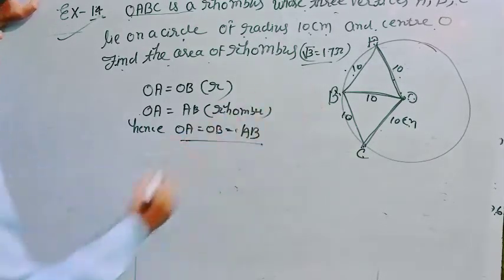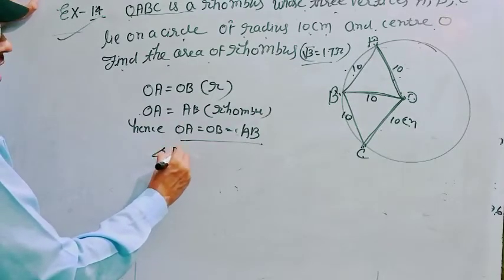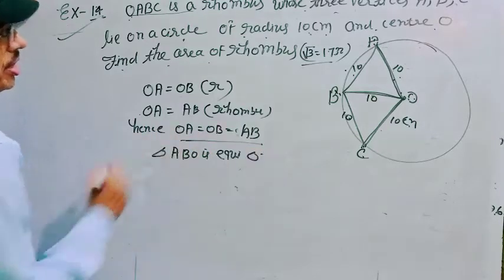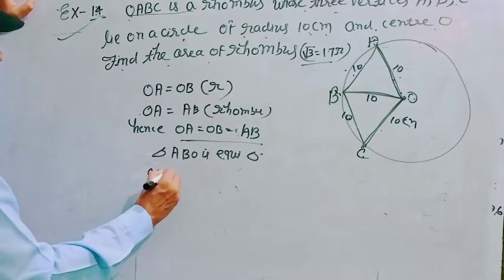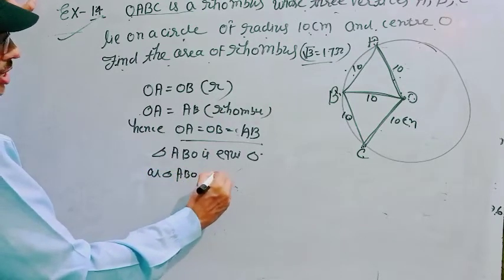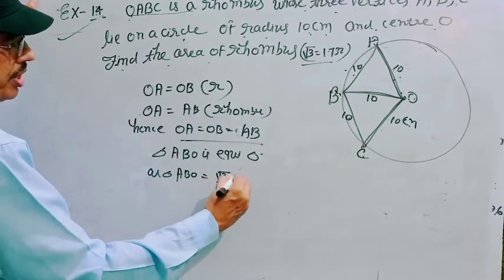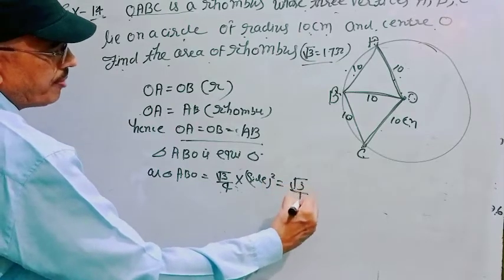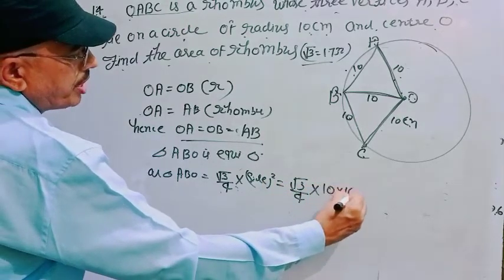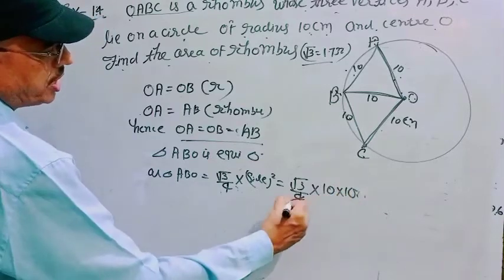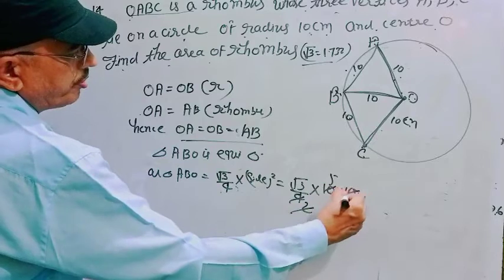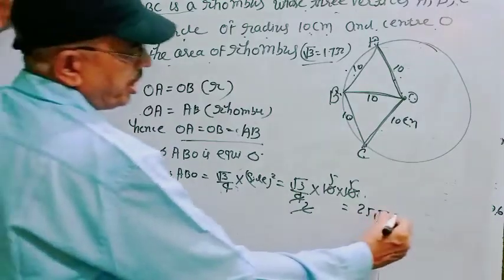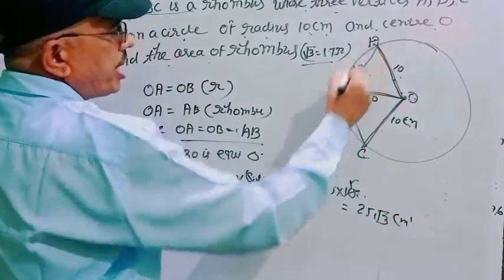So what type of triangle is it? Hence, you can say that ABO is an equilateral triangle. If it is equilateral, then what is the area of triangle ABO? It is equal to root 3 by 4 into side square, and the side of this triangle is 10, so root 3 by 4 into 10 into 10. So you can see 25 and 25, that is 25 root 3. It is the area of triangle ABO.